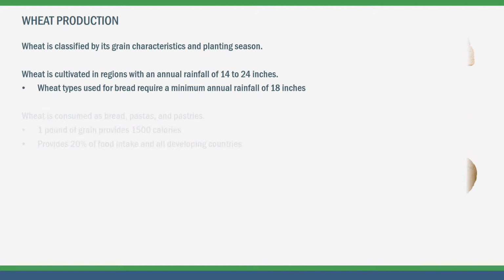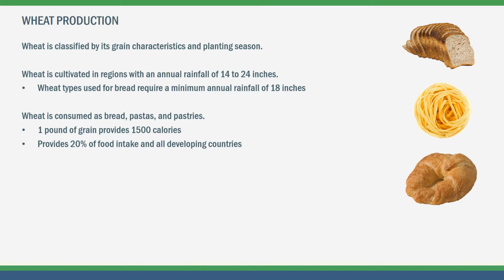Wheat is the main staple of all Western diets and is consumed as either breads, pastas, or pastries. Each pound of the grain can produce 1,500 calories and provide up to 20% of the total food intake in all countries in the developing world. In the Middle East and North Africa, MENA countries, it can provide almost 45% of the total food supply.